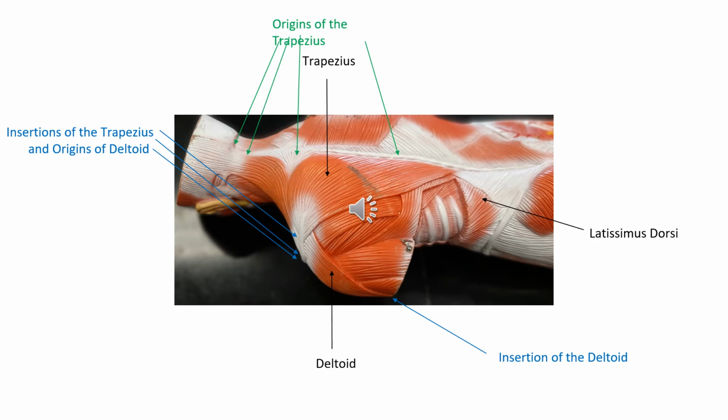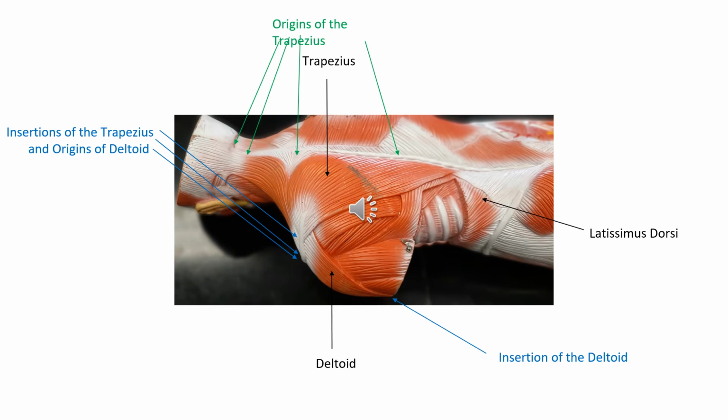This is the trapezius. It has 4 origins, one at the superior nuchal line, one at the external occipital protuberance, the nuchal ligament, and the spinous processes of C7 through T12. Its insertions are at the lateral end of the clavicle, the acromion, and the spine of the scapula. Its main actions are to elevate, retract, and rotate the scapula, and the lower fibers of the trapezius depress the scapula.